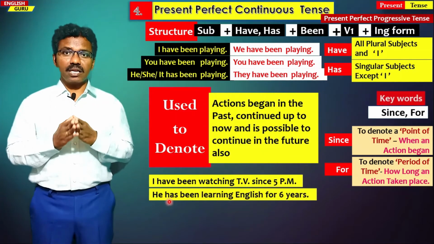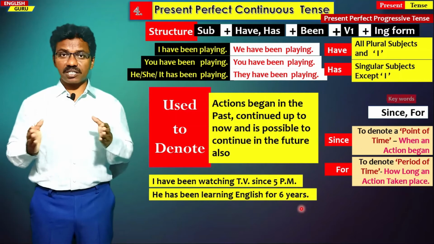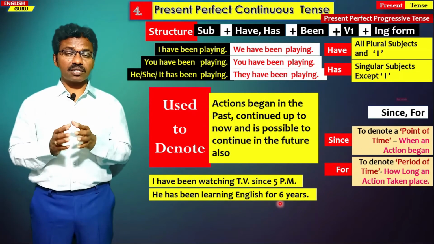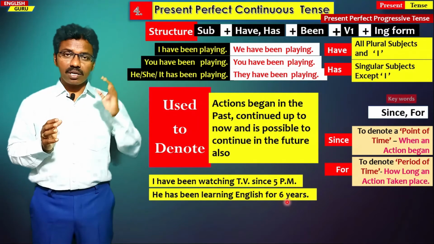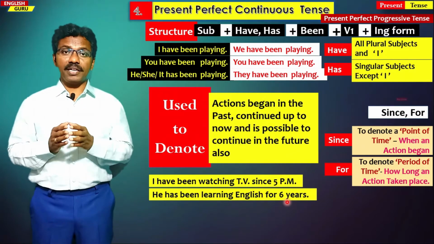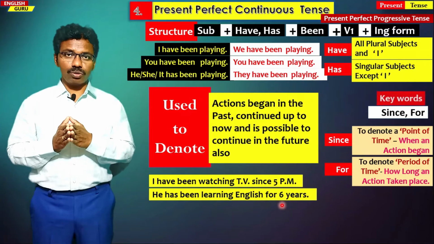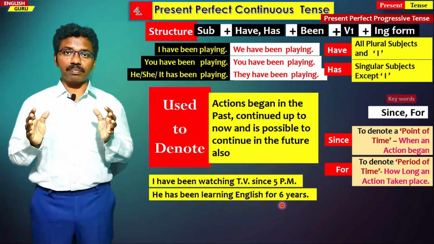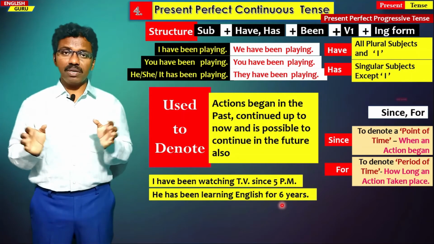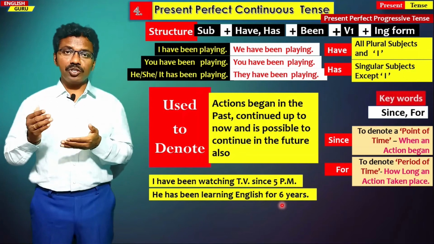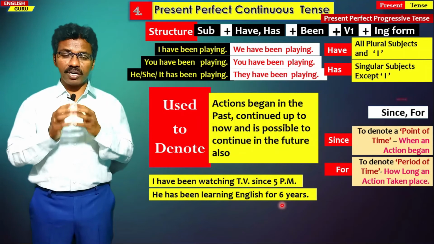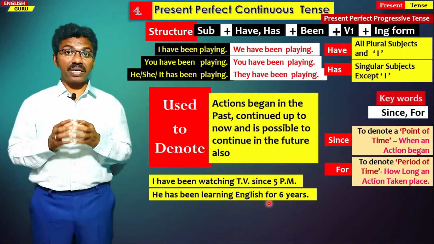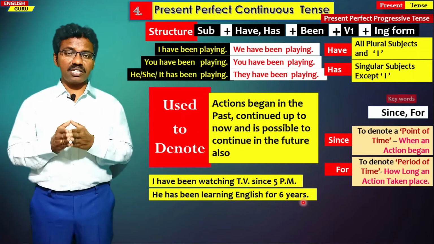In the next sentence, he has been learning English for 6 years. For 6 years. 6 years is a total period of time. He started learning English 6 years ago and it is continuing even now also. So it's the entire time. So the total period of time, 6 years. He may continue further also. That's the reason it's a period of time. So for is used here. He has been learning English for 6 years.